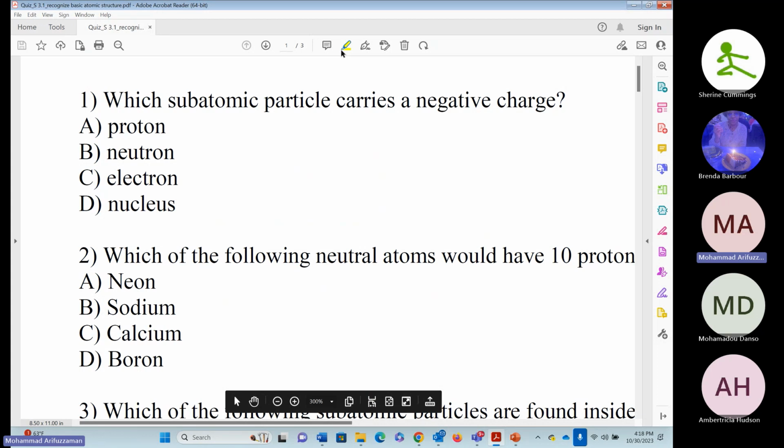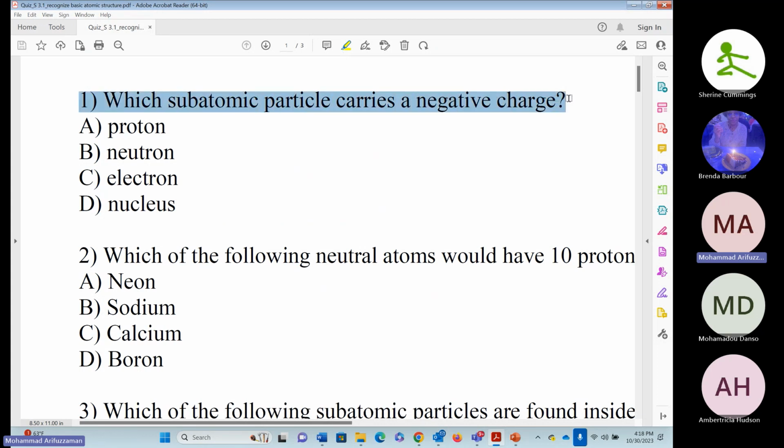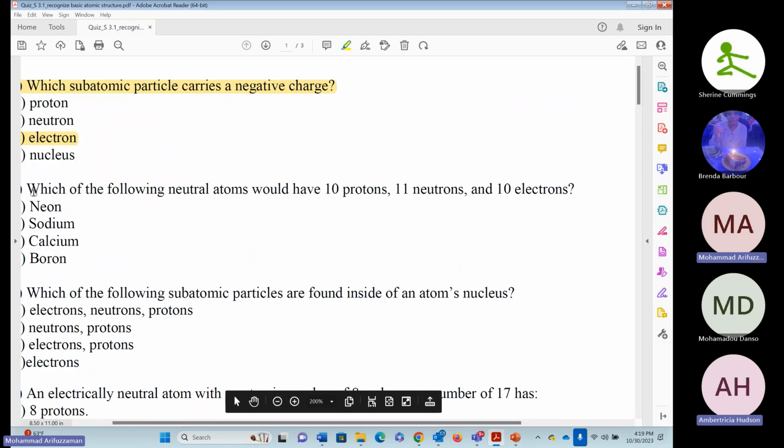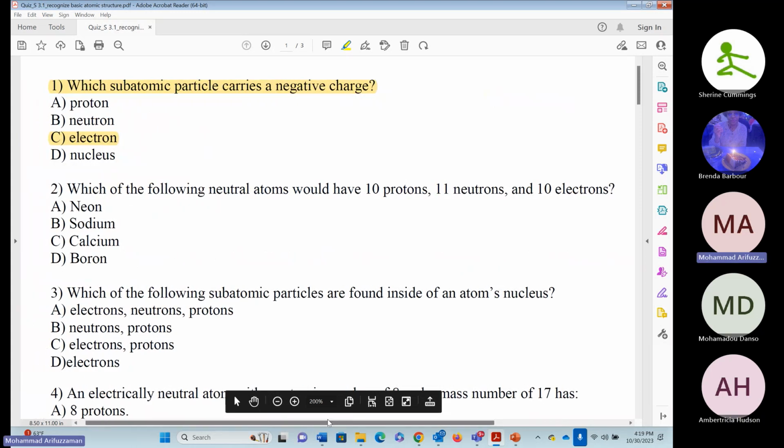Now, can you please try to answer which subatomic particle carries a negative charge? Electron. Electron carries negative charge. Good. And what about proton? Proton carries positive charge. Neutron carries no charge, and electron carries negative charge. Good. Okay, let me zoom out a little. I'll zoom in later.